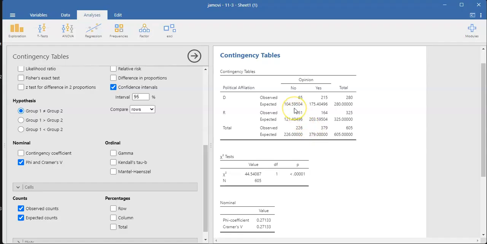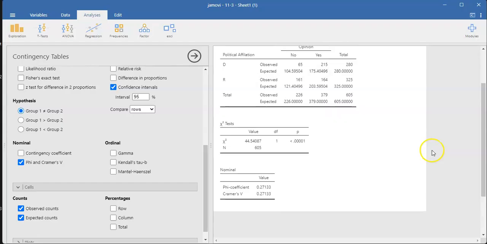Now, for Democrats, I can see that they were more likely to say yes to that question about health care than would be expected if the null is true. Republicans were more likely to say no than would be expected if the null is true. You could have also interpreted this in terms of Democrats being less likely to say no than would be expected if the null is true, and Republicans being less likely to say yes than would be expected if the null is true. Either one is okay.